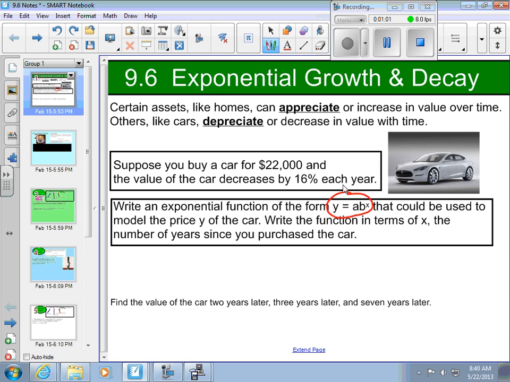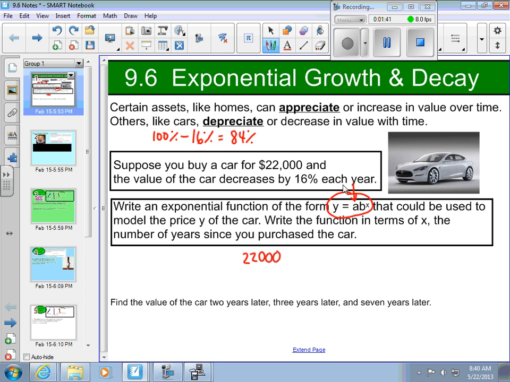All right, so we've done some problems like this earlier in the chapter. We want to figure out first, what is our a going to be here? What is our initial value? Our initial value of the car is $22,000. Okay, b is our multiplier, and we do know our multiplier here. It's telling us that the price of the car is decreasing 16% each year. If the car is currently at 100% and it's decreasing 16%, what is the value of the car going to be every year? 84% of what it was the year before.